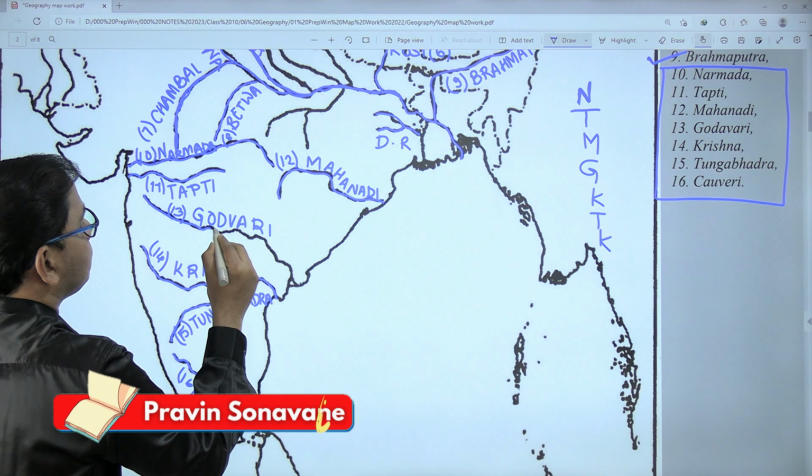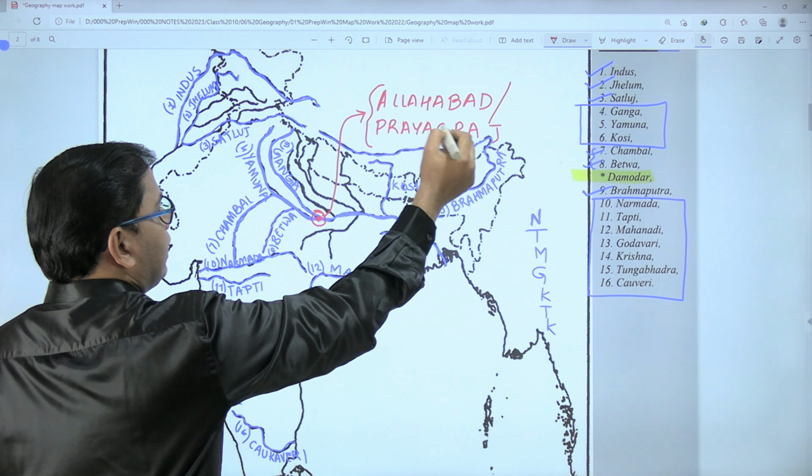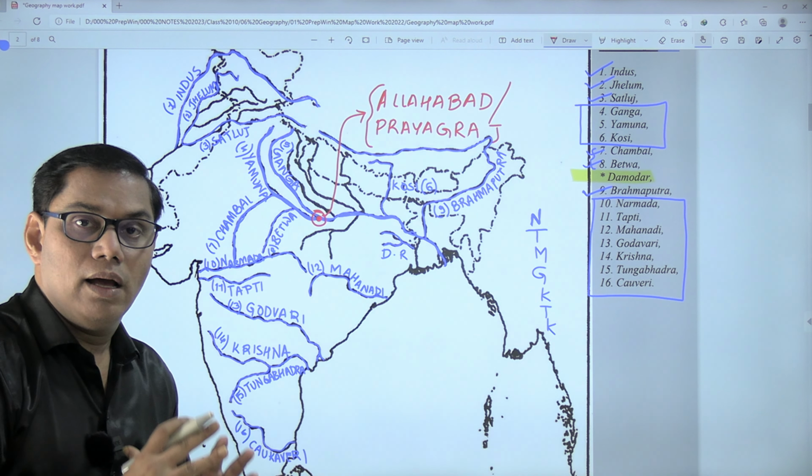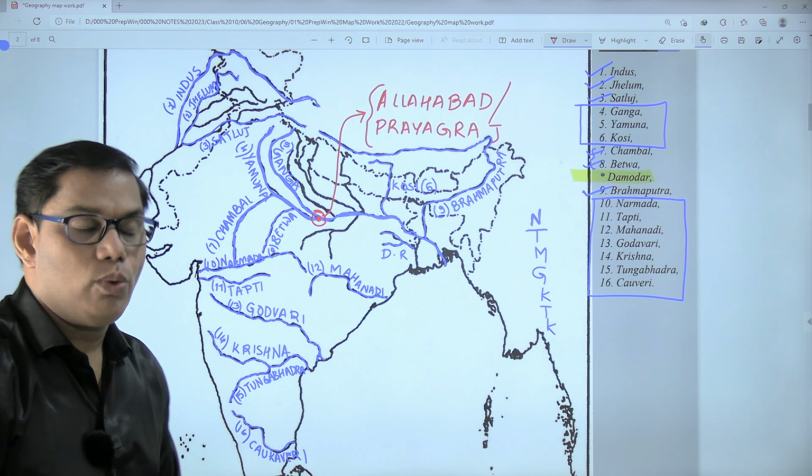Okay. Now look at this point where two rivers Ganga and Yamuna meet. This is a very important location. We are going to refer to this location once again later on, right? And this region was earlier called Allahabad. Nowadays it is renamed as Prayagraj. So please make sure that you know this city. If in your examination you get a question to mark this Allahabad city, so Allahabad, or new name Prayagraj.